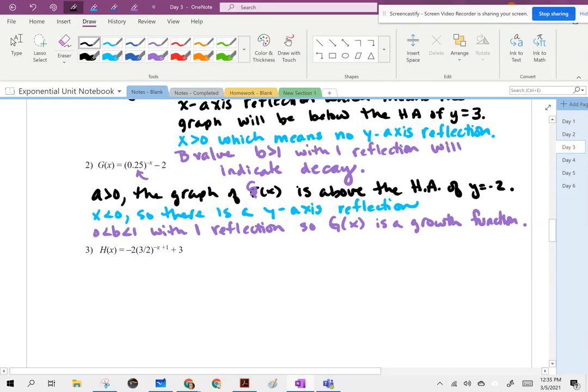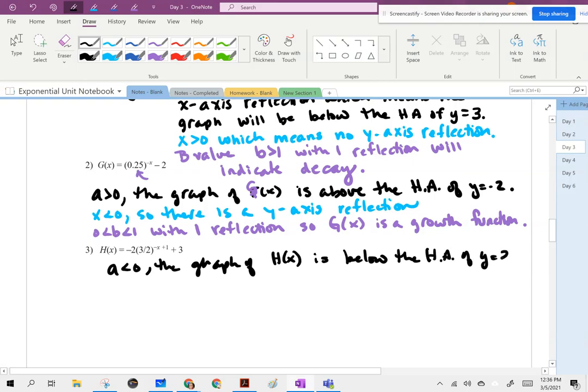All right, so let's take a look. We've got A is less than 0. So the graph of h of x is below the horizontal asymptote of y equals 3. Okay. Then we have our x. x is less than 0. So the graph has a y-axis reflection.